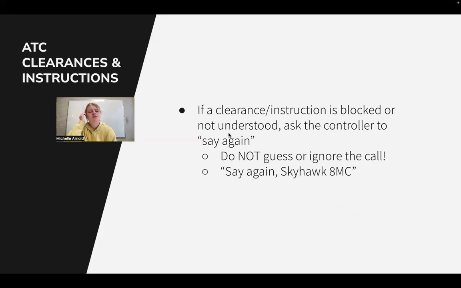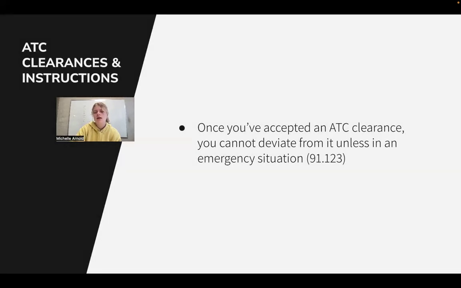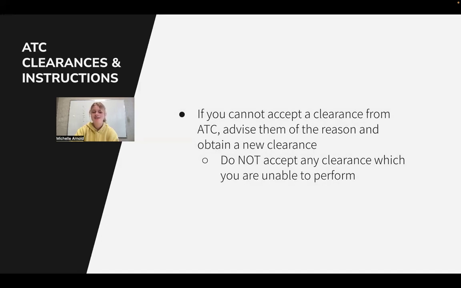All right, if a clearance or instruction is blocked or not understood, you can just say again. Don't guess or ignore the call, just ask them to repeat themselves. And once you've accepted an ATC clearance, you cannot deviate from it unless it is an emergency situation. And this is 91.123. But if you cannot accept a clearance, just advise ATC on the reason and you can obtain a new clearance. Don't accept any clearance for which you are unable to perform.